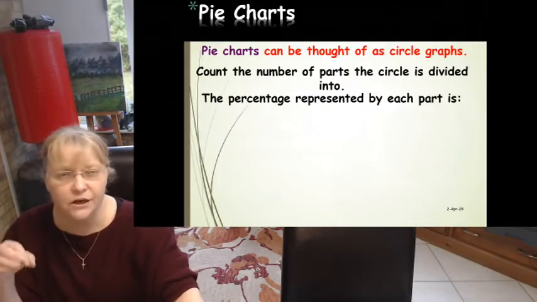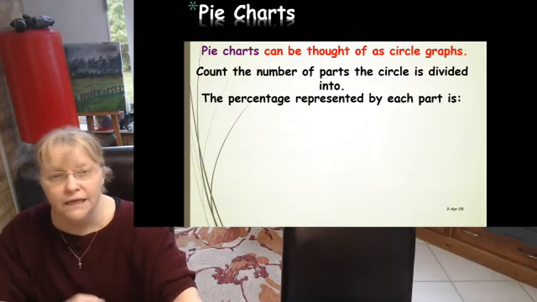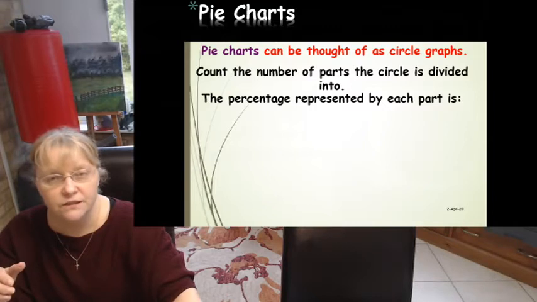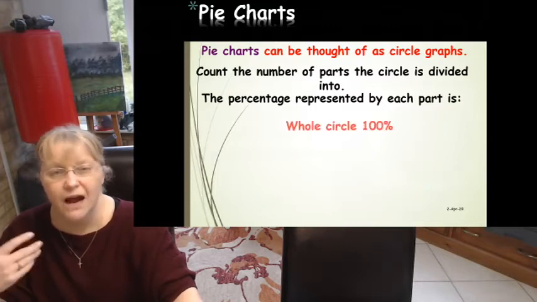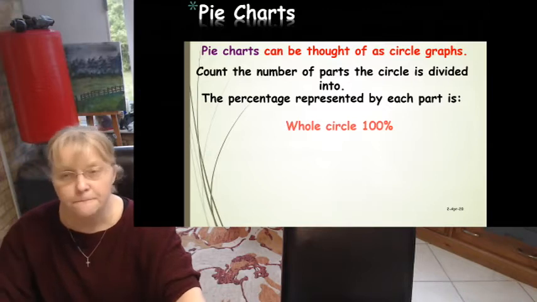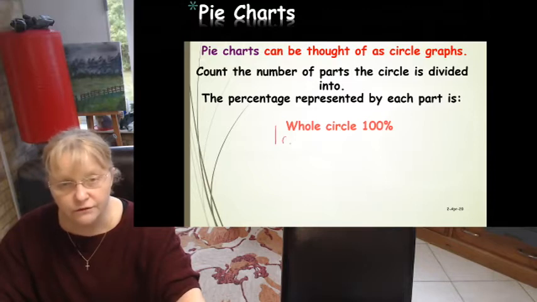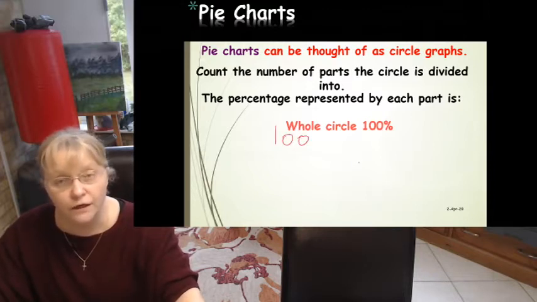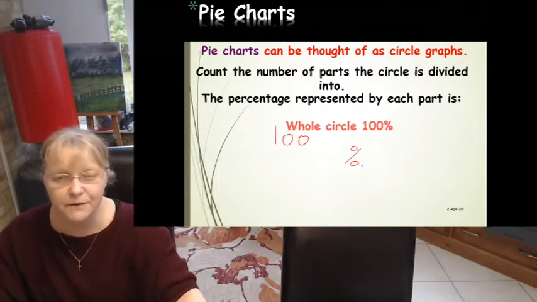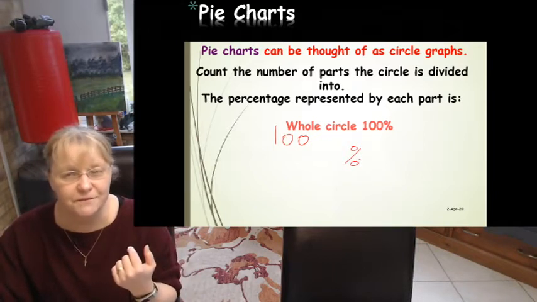So pie charts can be thought of as circle graphs, just with no numbers. And what you need to do is count the number of parts a circle is divided into, or how much is represented by a percentage. Now a percentage is 100%. A good way to remember percentage is if you know 100 is written as 1 and 2 zeros, and a percentage is a 1 and 2 zeros. It's a silly thing, but sometimes if you do something fun, it helps to remember things.